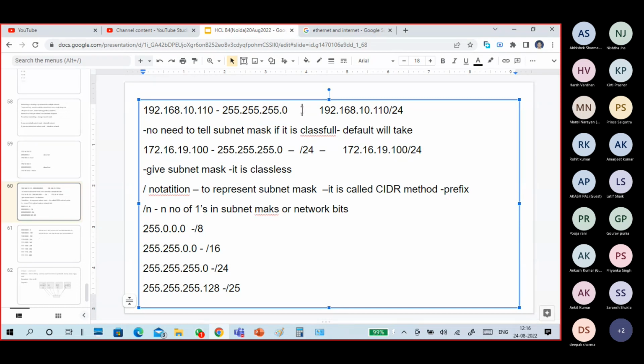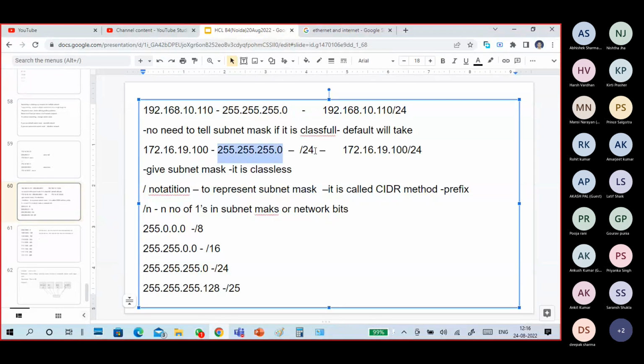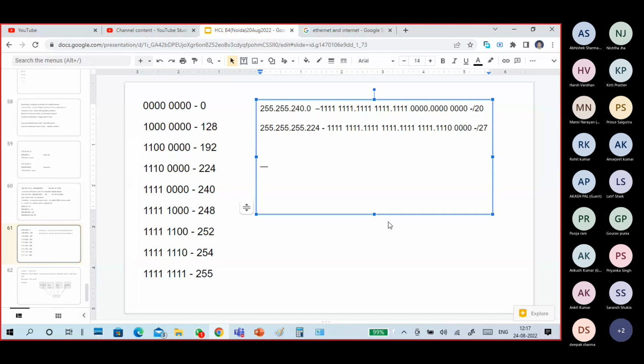Mainly, if you are using a default subnet mask, it is a classful network, and it is not required to represent the subnet mask. If you change the subnet mask, it is not classful, it is a classless subnet mask. You have to state the subnet mask, either like this or with slash notation. The slash notation is also called the CIDR method, classless inter-domain routing, also called a prefix. The number of ones in the subnet mask comes after the slash. So /24 means 24 ones.